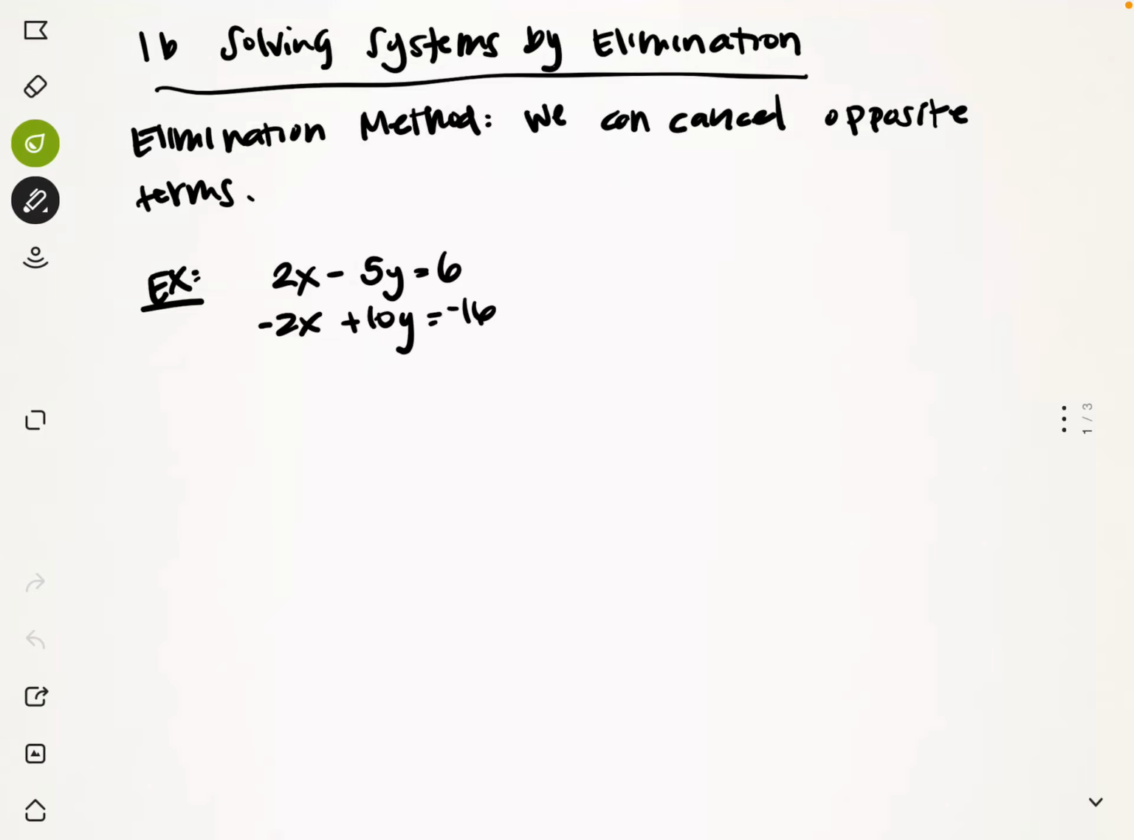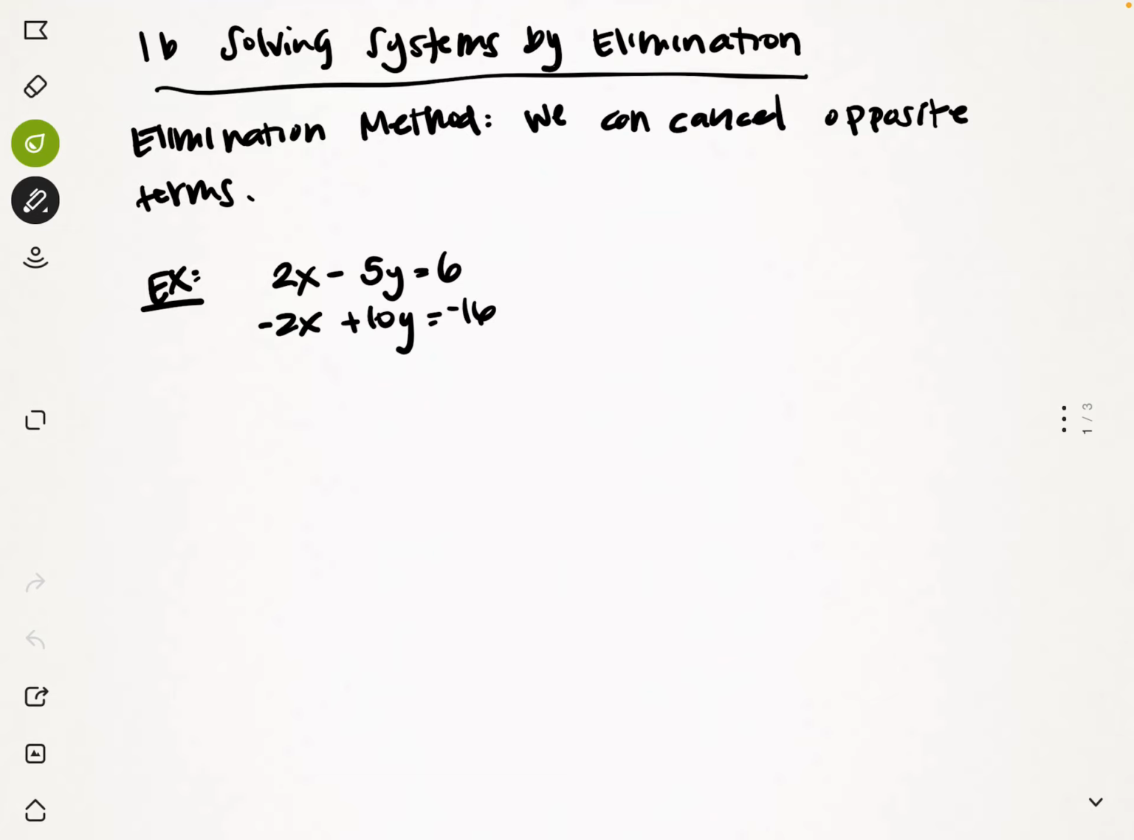Hey, welcome back. Today we're looking at solving systems by elimination. What the elimination method does is, the thing to remember is we can cancel opposite terms. So if we look at the first example, we have 2x minus 5y equals 6. Then we have negative 2x plus 10y equals negative 16.